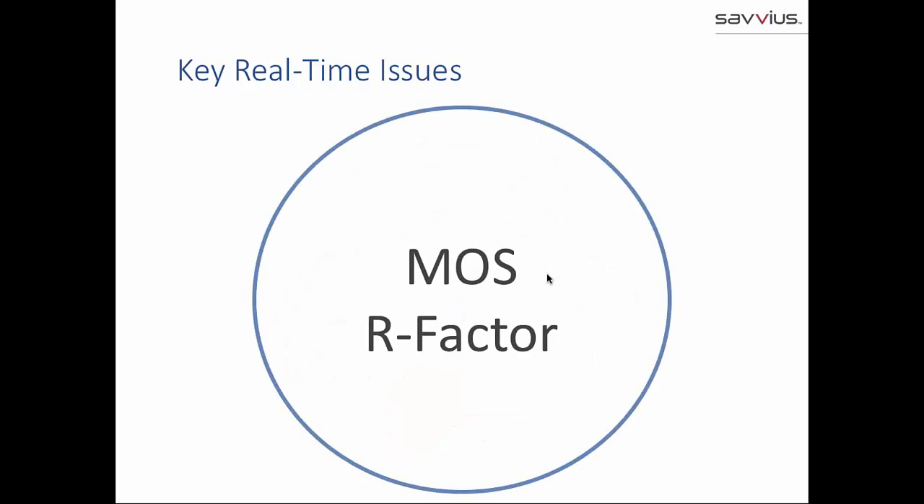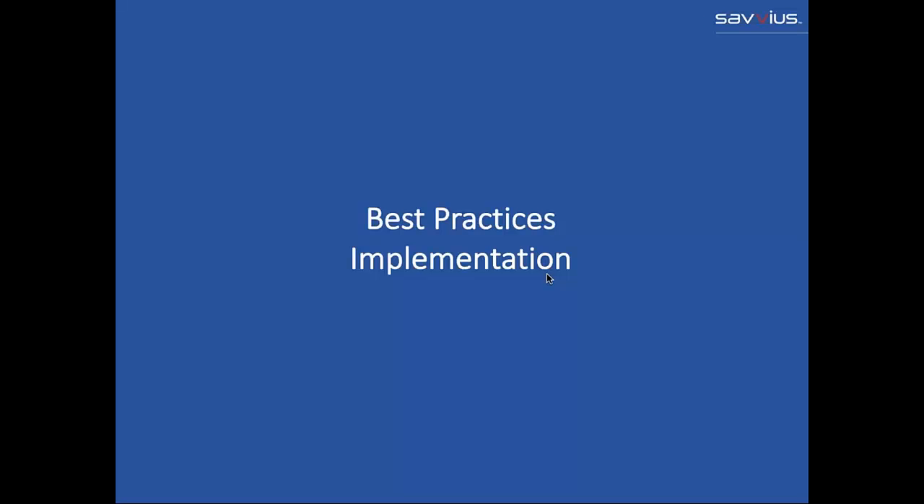What happens with that is, those three areas form the basis of mean opinion score and R factor, which are two of the critical metrics that are used in monitoring the real-time aspects of unified communication today. So just leave it at that. Again, things that we covered last time.